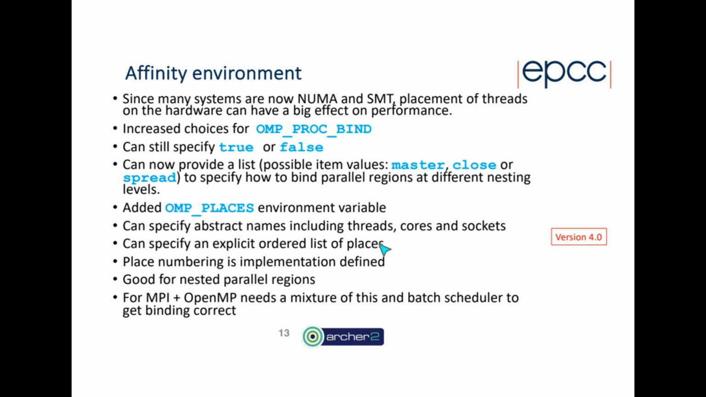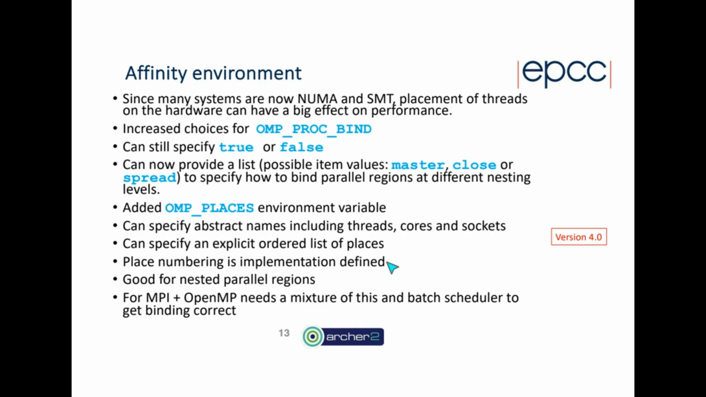You can also specify an explicit ordered list of places. This gives you the ability to say, I want to select a certain subset of cores where I want my threads to run. But exactly how the numbering works is implementation defined. So you have to read the compiler documentation to figure out what it actually means.